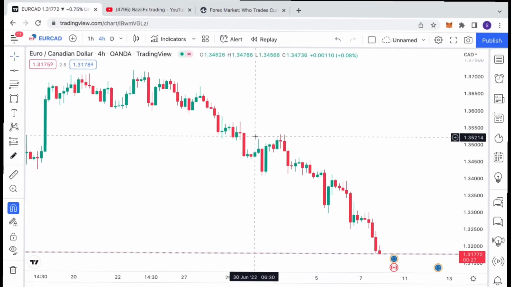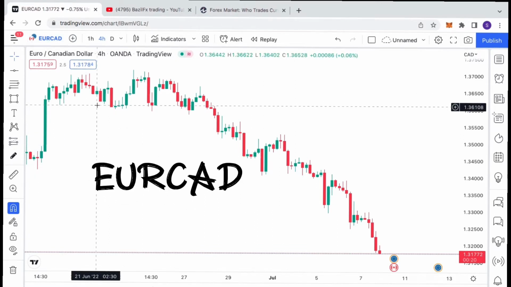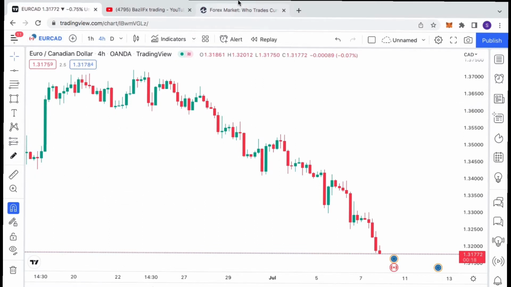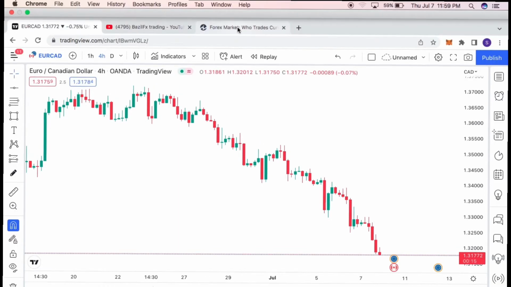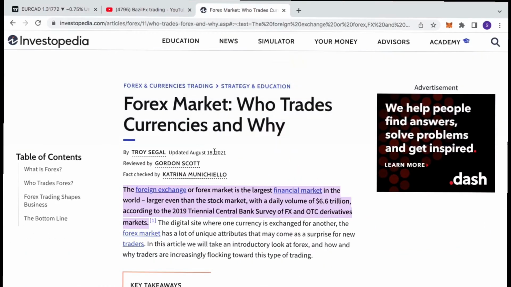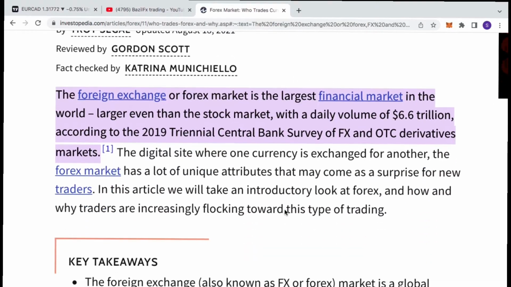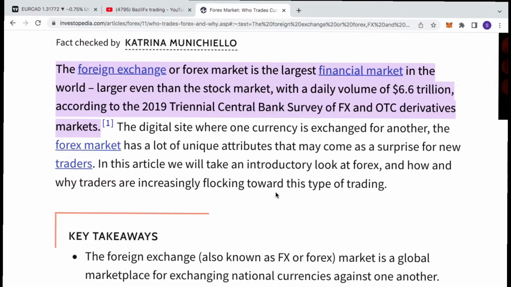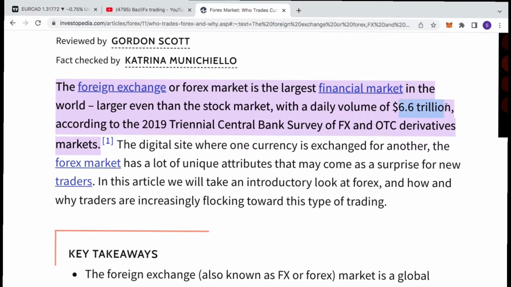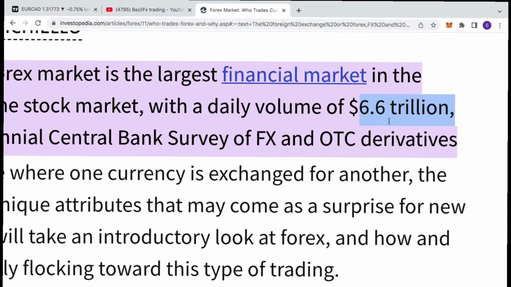So, for us to understand demand and supply, we are going to be looking at the EURCAD currency pair. To understand how demand and supply works, we need to first get some facts about Forex. As you can see, we have a liquidity of 6.6 trillion dollars that is being traded every day in the Forex market. But who trades that money?